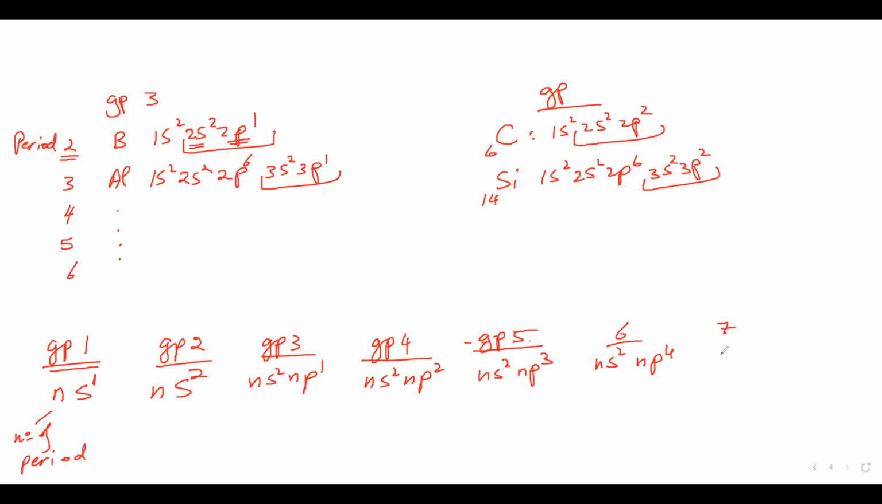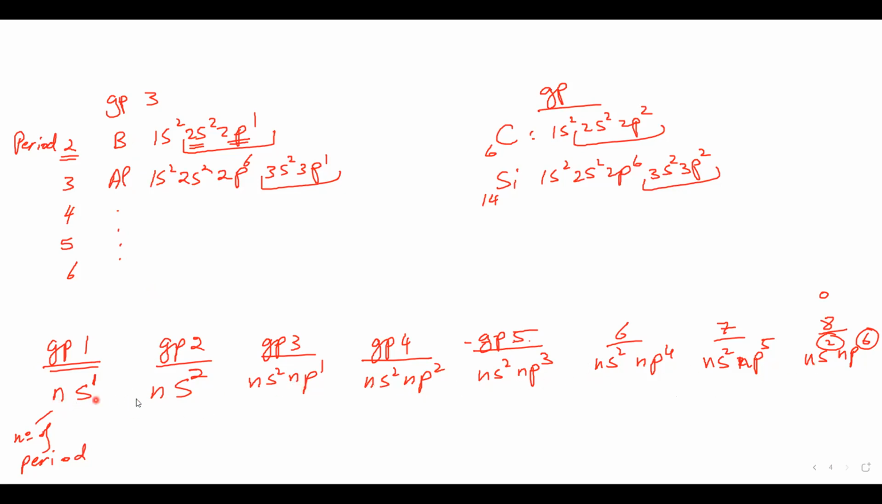The elements present in group 7 will end up all with ns2np5. And for the elements present in group 8 or group 0, all end up with ns2np6, because when we add 2 plus 6, it gives us 8. So all the elements present in the same group will end up with the same outer electronic configuration.